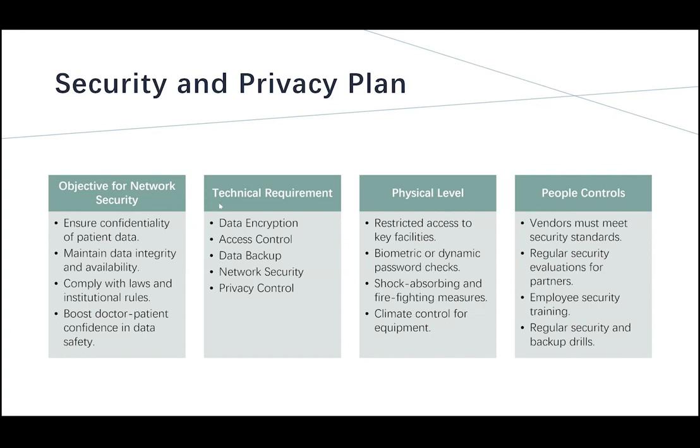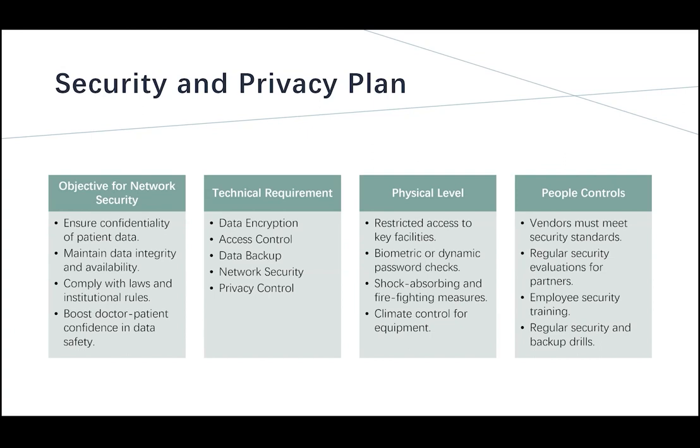So we list the technical requirements, such as 5 points: data encryption, access control, data backup for the platform and the client's availability running, network security, and privacy control. The physical level, based on the technical requirement, analyzes the access key activities, dynamic password check, which is a two-step check, and shock absorbing and firefighting measures, which are physical measures, to keep servers and all the machines safe, and climate control for equipment.